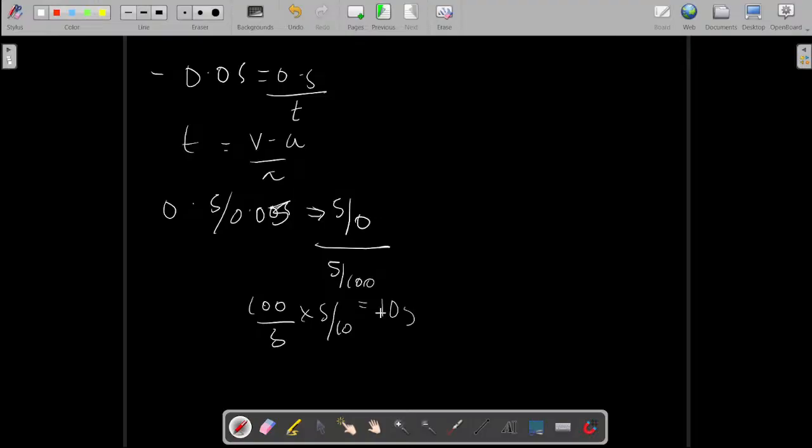Over 10 seconds. I derived it from a is equal to v minus u by t. I changed the equation and made it t is equal to v minus u by a. I transposed it. So that is the answer. You have to do this on your own, not by me. So I have to tell that too.